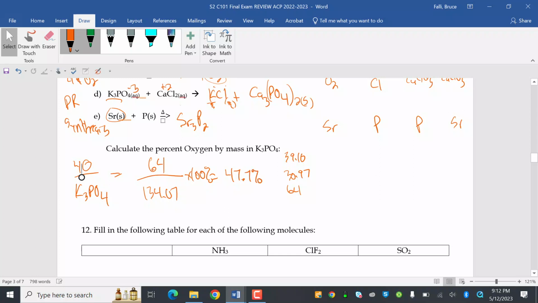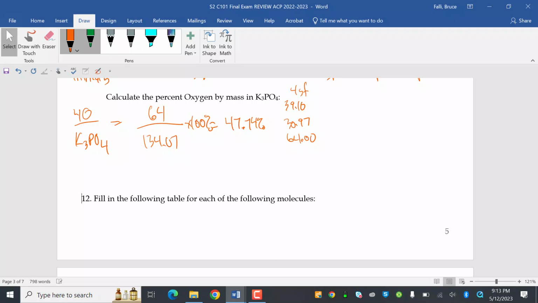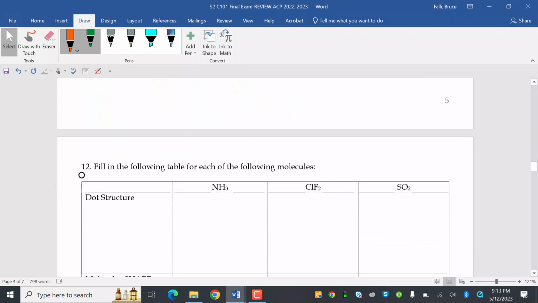47.7%. Now, they didn't give us any numbers here, so remember we're pulling all these numbers from the periodic table, so they all go to 2 decimal places. So if they all go to 2 decimal places, this is 4 sig figs. So my 47.7 isn't quite good enough. It's 47.74%. All right. Let's see if we can't make this table a little easier.